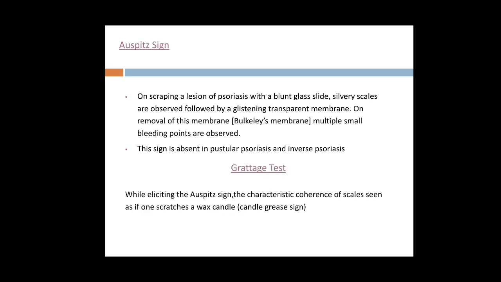On scraping a lesion of psoriasis with the blunt glass side, silvery scales are observed, followed by a glistening transparent membrane. This is called Berkeley's membrane. On removal of this Berkeley's membrane, you see multiple small bleeding points. This is called Auspitz sign. To demonstrate this Auspitz sign, you do a test called the Grattage test.